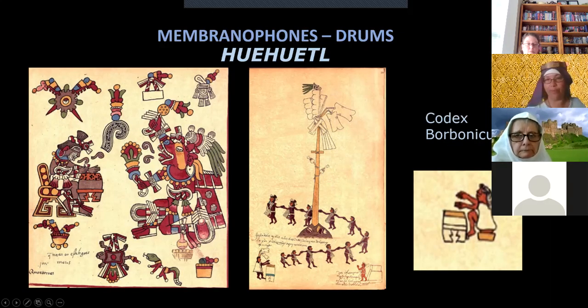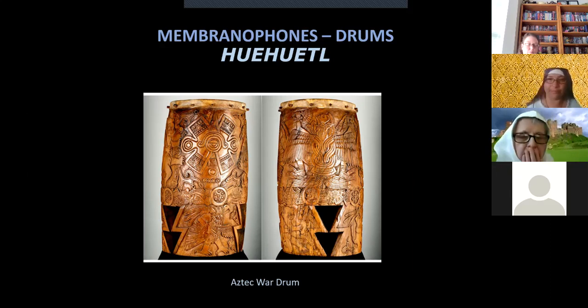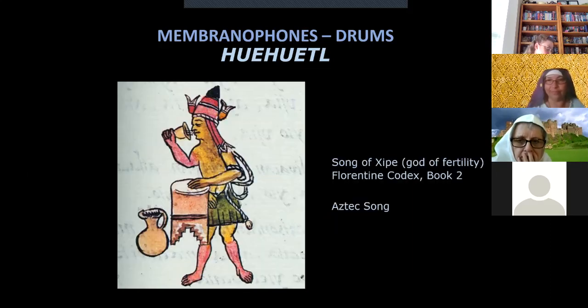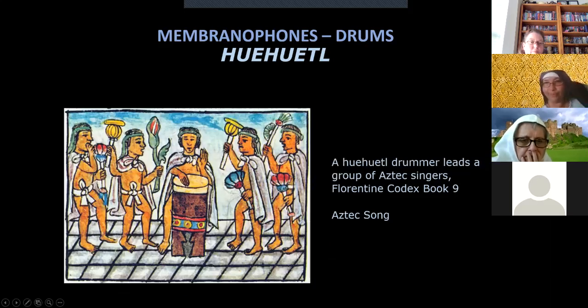Here we have three examples from the Codex Borbonicus. We have an example here. We have an example here. And we have this little one here. And over here, we have an actual one. This one is current. I just wanted to show you how beautiful they can be. Another example, this one taken from the Florentine Codex, Book 2. And this one from Book 9.